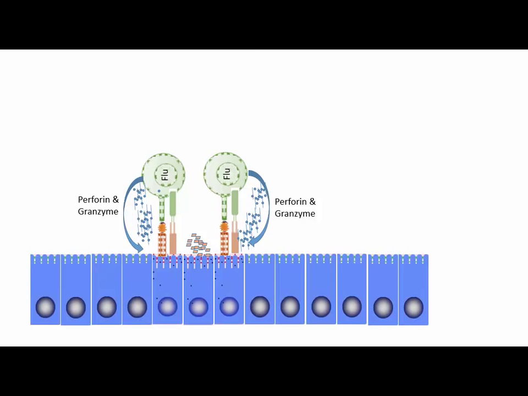Now, at that point, we've got the right CD8 T cell to the site of infection. It's recognized the infected cells, and there's only one thing left to do, which is to kill the infected cell. And it does that through the release of perforin, which creates pores in the cell, and granzyme.